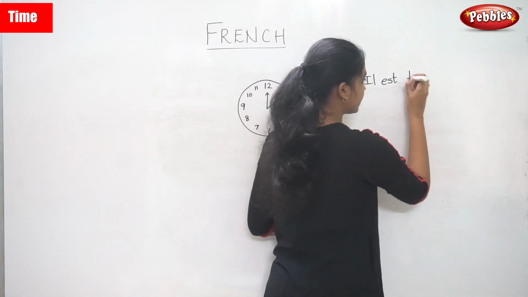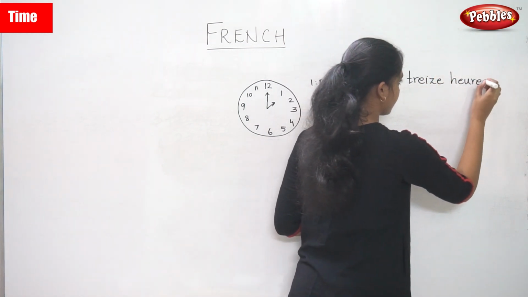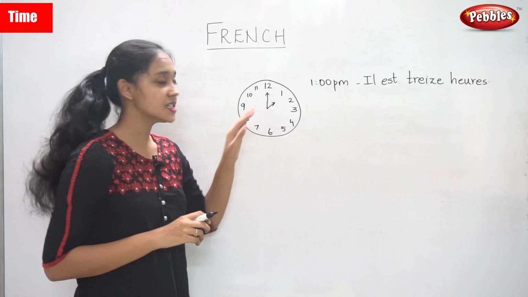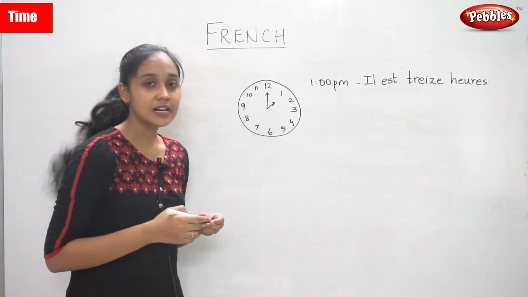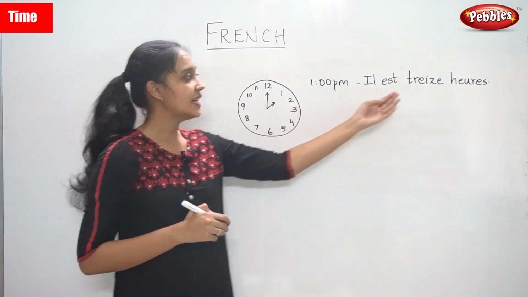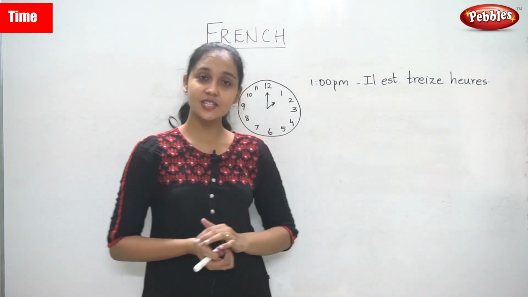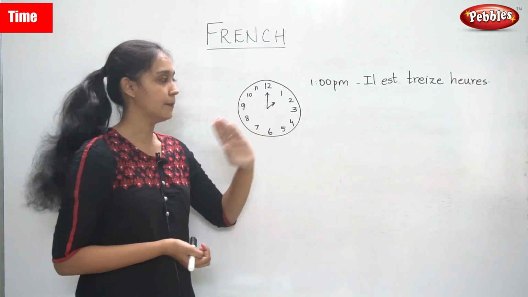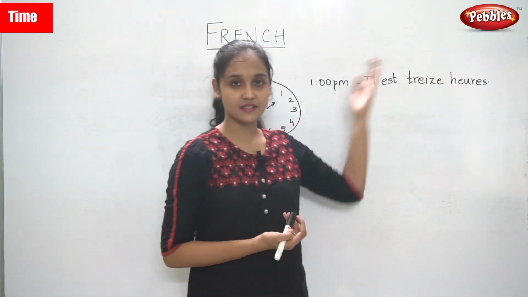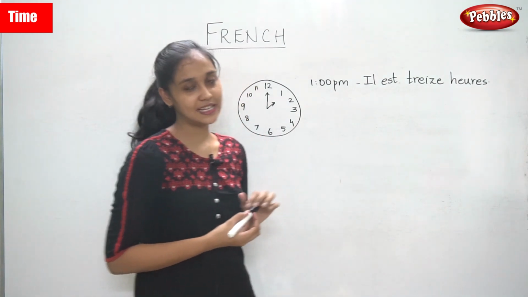So 13. It is 13 hours. So that means it is 1 p.m. So for us, it might be a little difficult to understand this. So when someone says il est 13, for us it may be difficult to comprehend because we are so used to using 1 p.m. So we say it is 1 o'clock in the afternoon, but they say 13. So we need to continue practicing to get used to this way of telling the time.